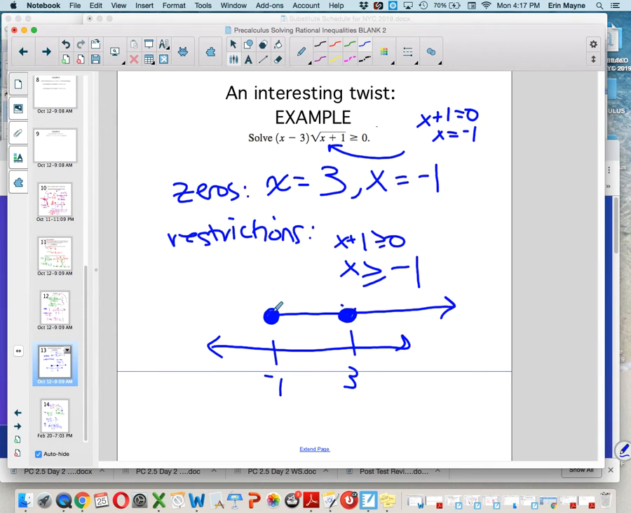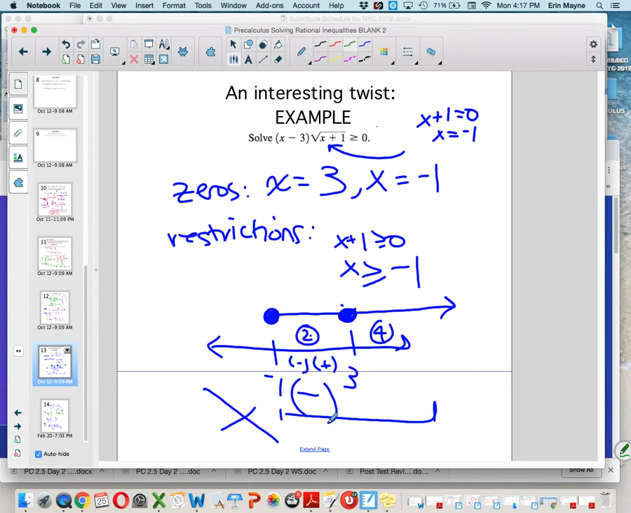So in reality, here's how we address this. If my restriction says I have to be from here up, I cannot be down here. So therefore, I only have 2 intervals to test. So I test here, I'm going to pick the number 2 here and the number 4 here. Obviously, I can pick 0 here as well. 2 minus 3 is negative. The square root of 3 is positive. A negative times a positive is a negative.